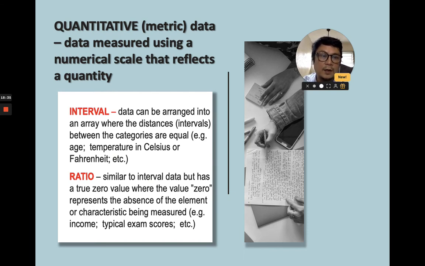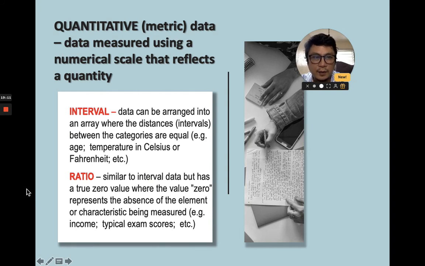Similarly, if you're measuring temperature, whether it's in Celsius or Fahrenheit, they're all in terms of 1 degree. So the difference between 49 degrees Celsius and 48 degrees Celsius is exactly the same as 83 degrees Celsius and 82 degrees Celsius, as long as you are comparing similar scales. You can't compare Celsius and Fahrenheit, by the way. So that's interval data.